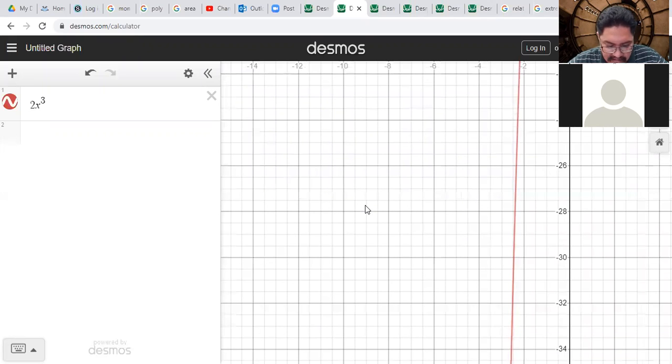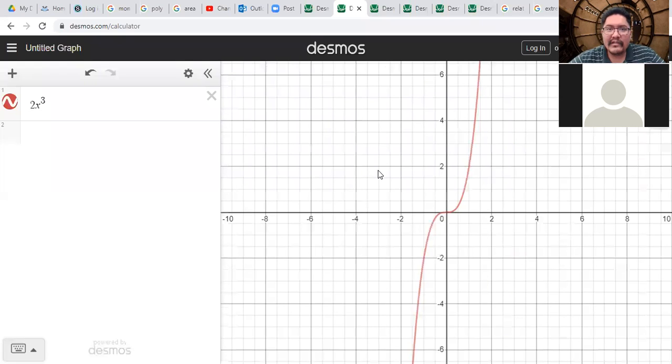So on the worksheet, it says as x approaches infinity, the function goes up. As x goes to negative infinity, the function goes down to negative infinity. All right, now I'm going to leave this one up because number 4 is a very similar problem.